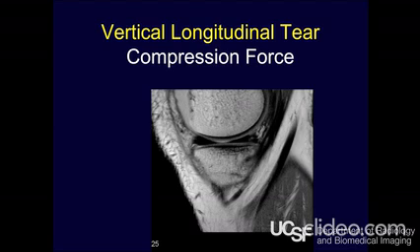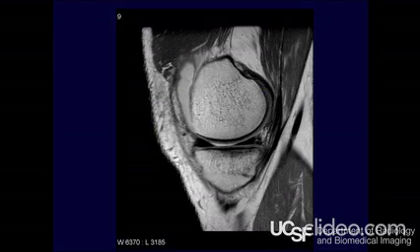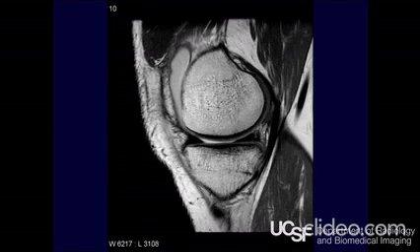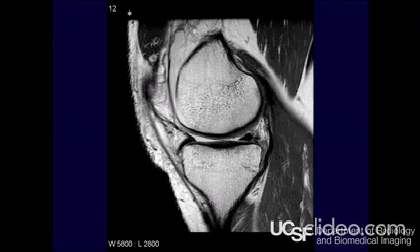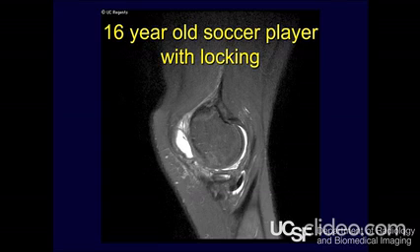Now, these are usually caused by trauma and compression force, and let's look at this one. You can follow this proton density non-fat sat image, very classic, just like I had just shown you in the posterior horn of the medial meniscus.